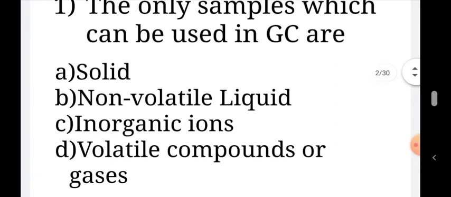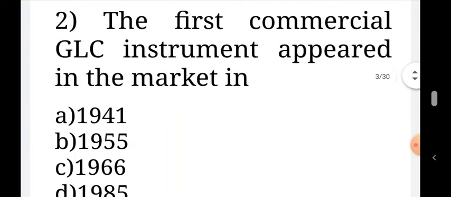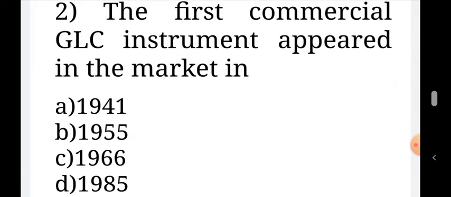The only samples which can be used in GC are: solid, non-volatile liquids, inorganic ions, volatile compounds or gases. For gas chromatography, only volatile compounds or gases can be used. The first commercial instrument appeared in the market in 1941, 1955, 1966, 1985. The correct answer is 1955.